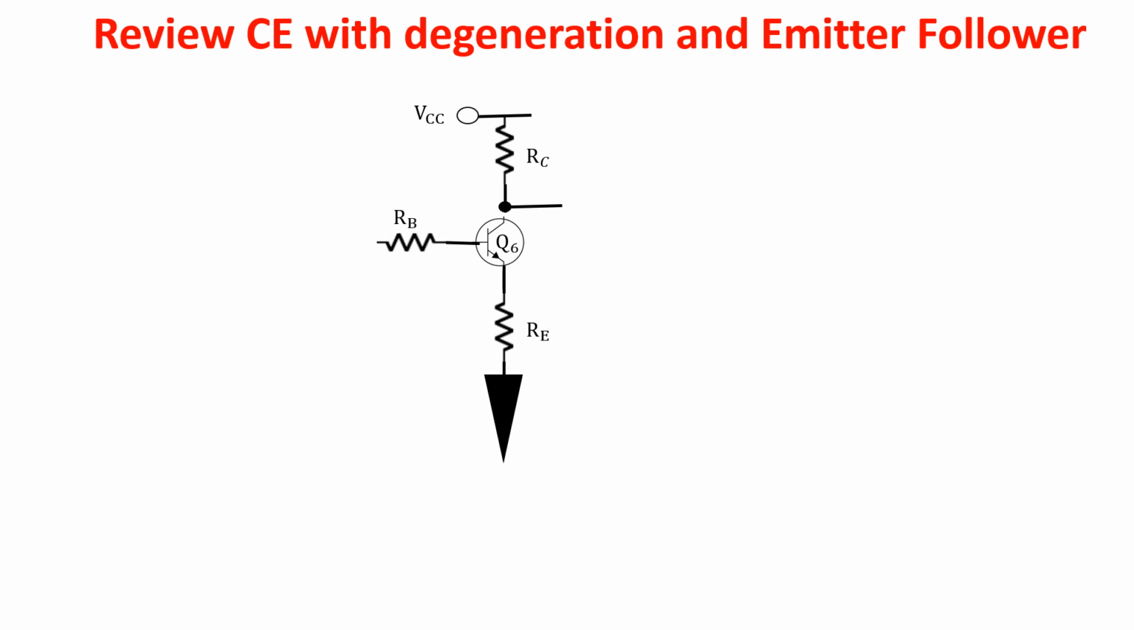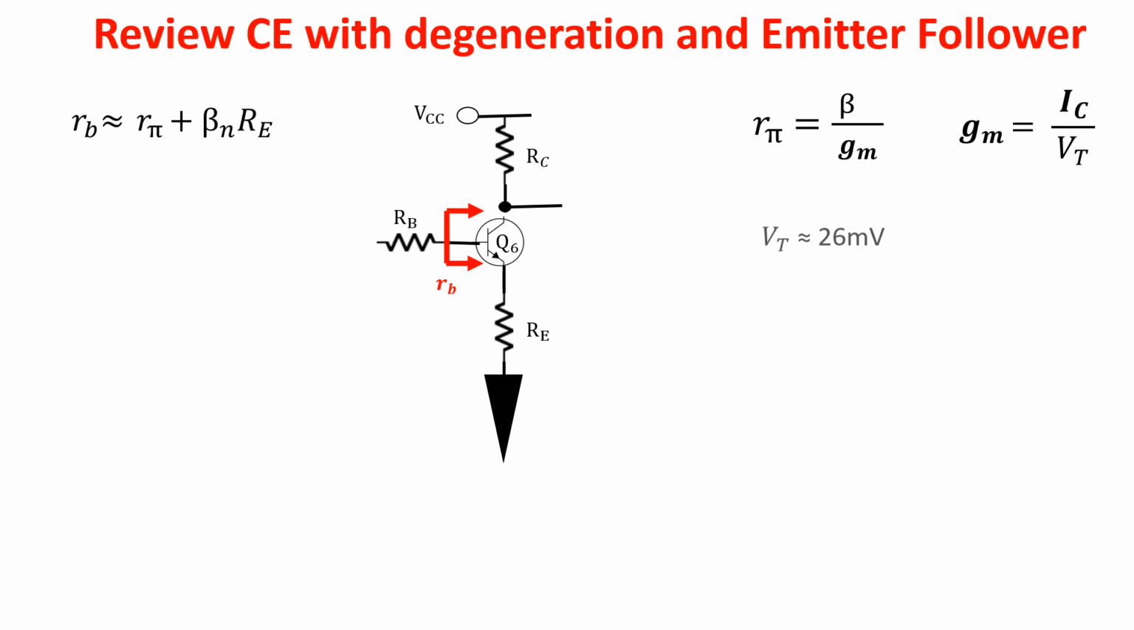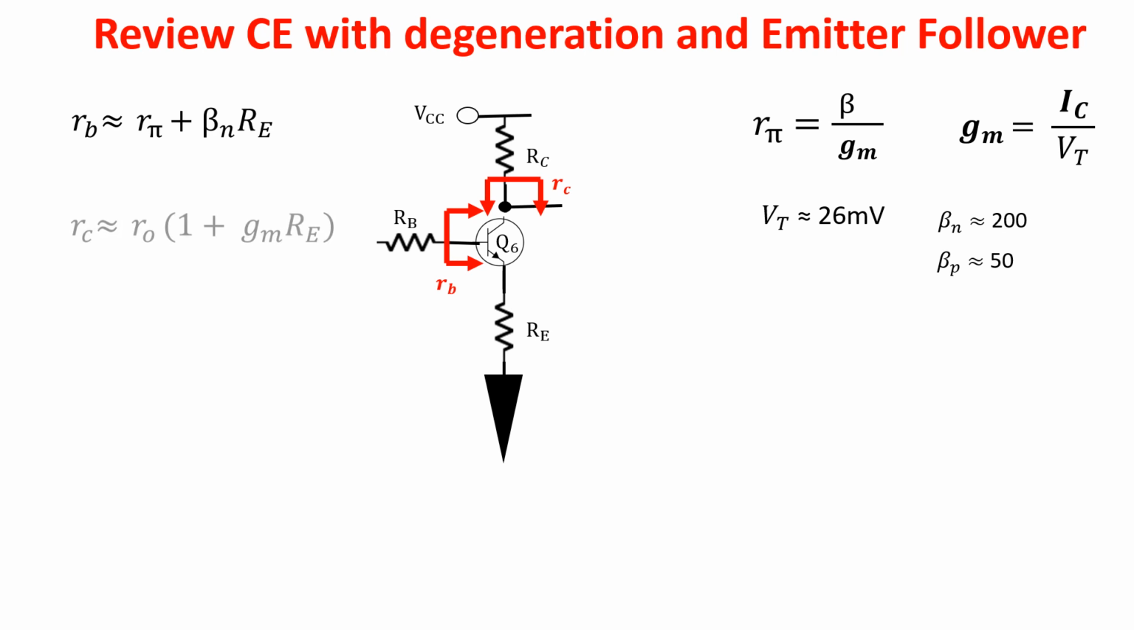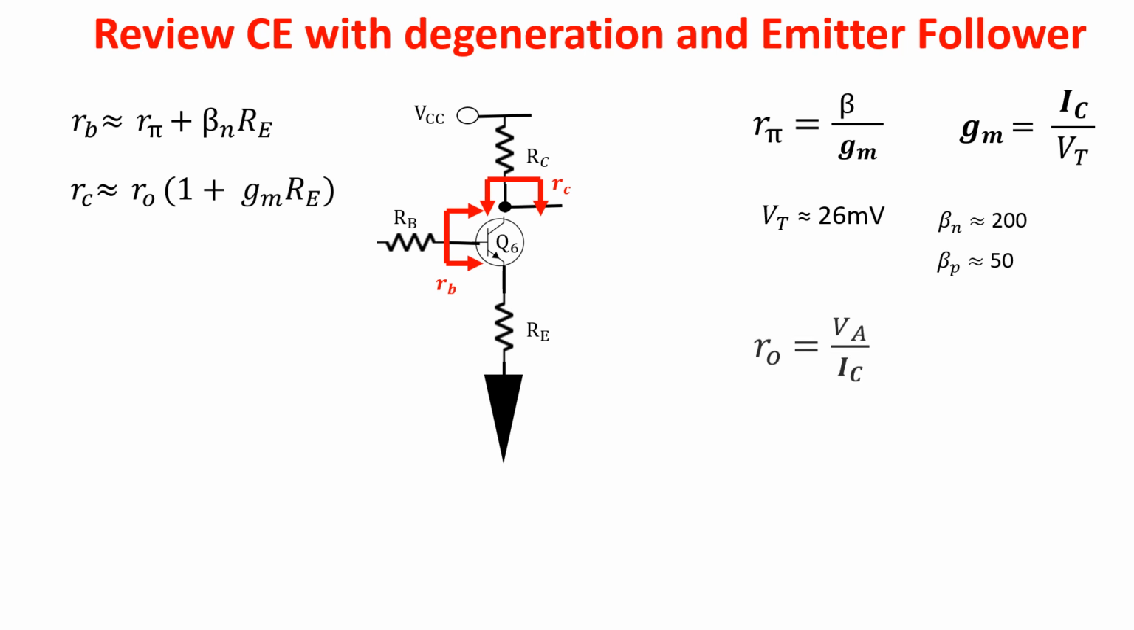The resistance seen in the base of the BJT is this, where R pi is this, GM is this, the thermal voltage is 26 mV, and for the ua741 we assume the beta of the NPN BJTs equals 200 and that of PNPs 50, unless otherwise specified. The resistance in the collector of the BJTs is this one, where RO is equal to the early voltage over the collector current, and in the ua741 we consider these early voltages. The resistance looking into the emitter is this.